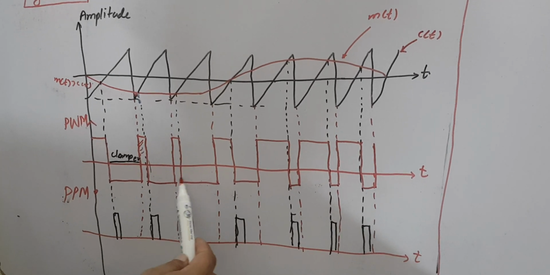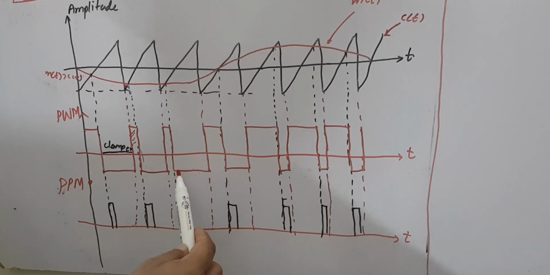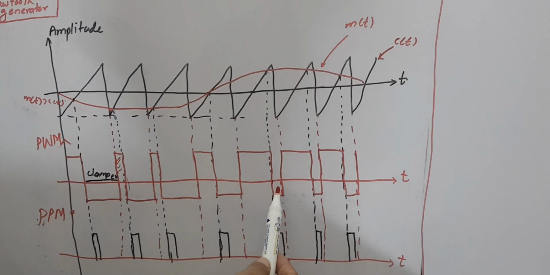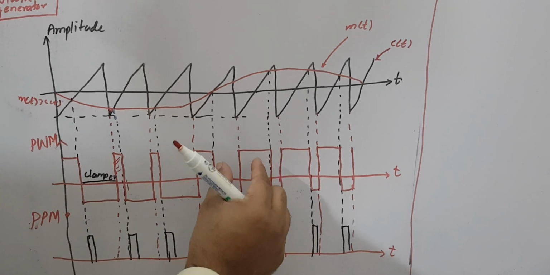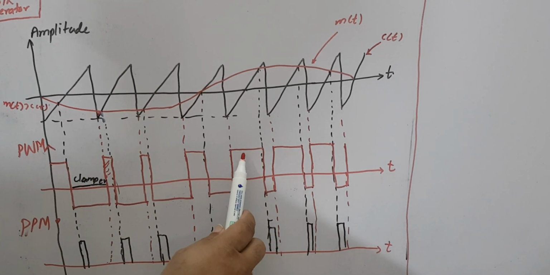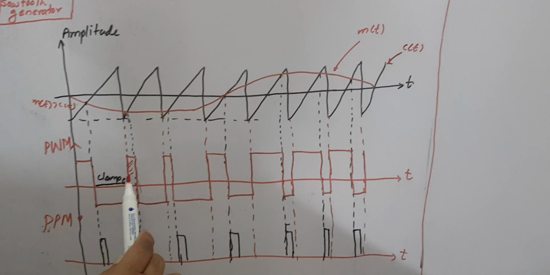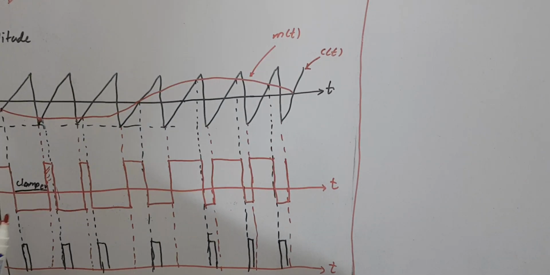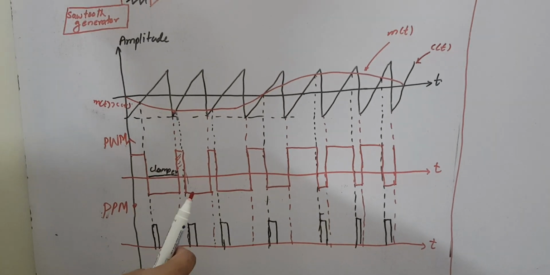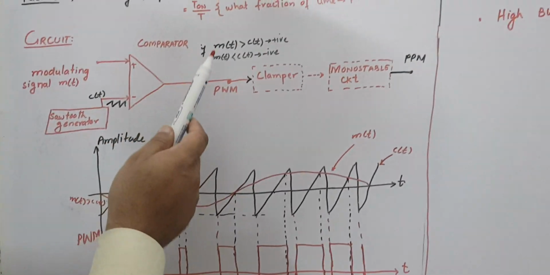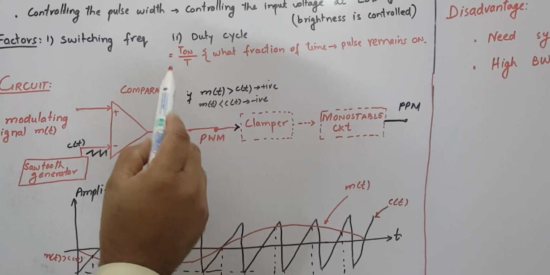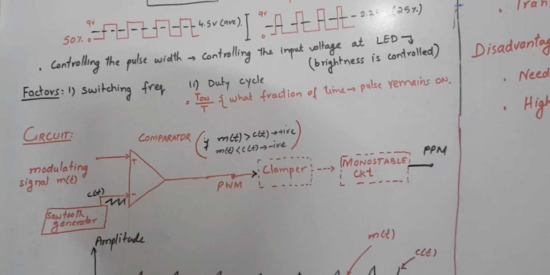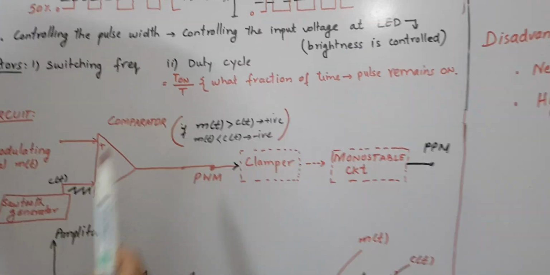Similarly, here the pulse width of the negative pulses is bigger, and here the negative pulse width is less than the positive pulse width. So this is known as pulse width generation, which is based on the amplitude of MT. If MT is bigger, we have a positive output. If MT is less than CT, we have a negative output.